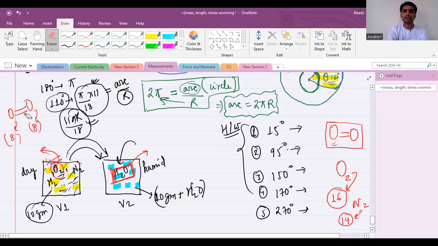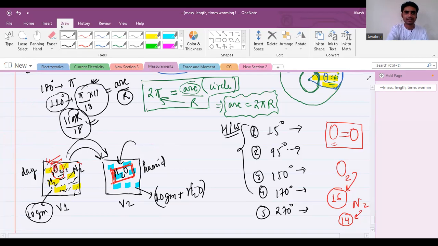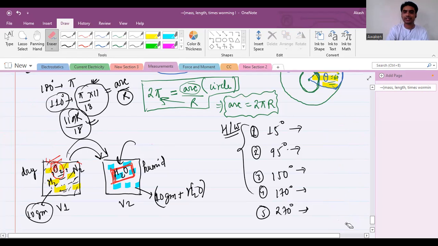So therefore, when you replace O2 and N2 with H2O, the mass reduces. Mass reduces and volume remains the same. So therefore dry air is more dense. You understood a little bit? So in the next class maybe I'll explain these things, molecular mass and all that.